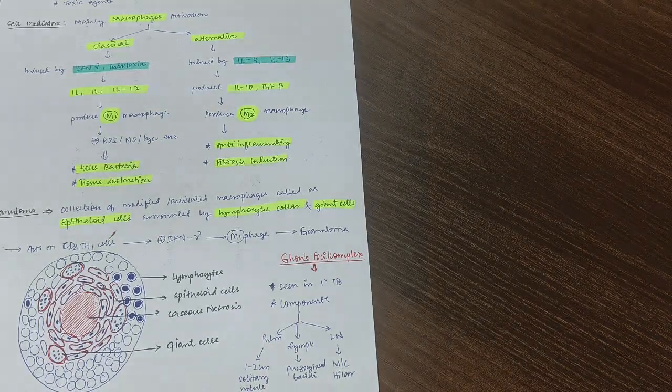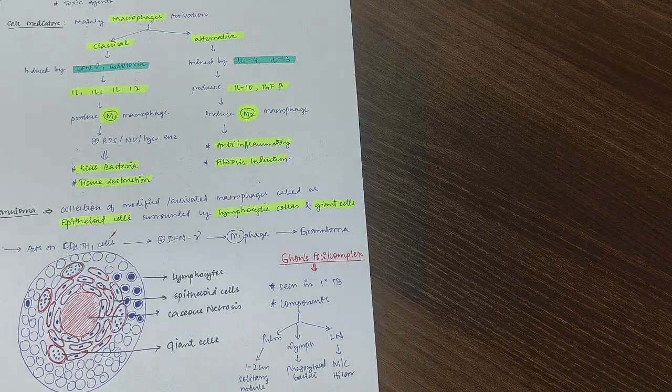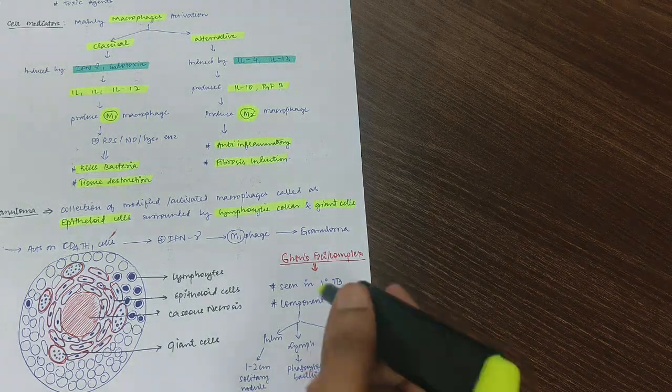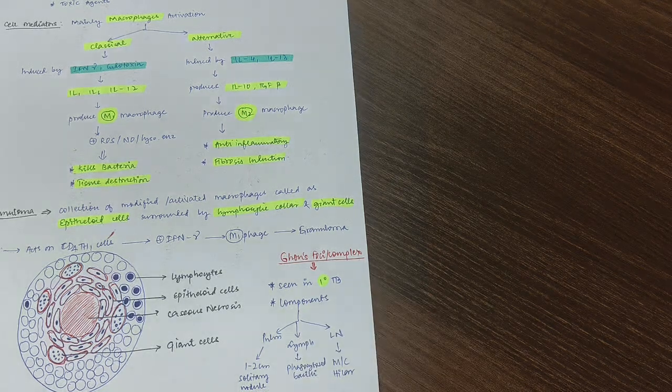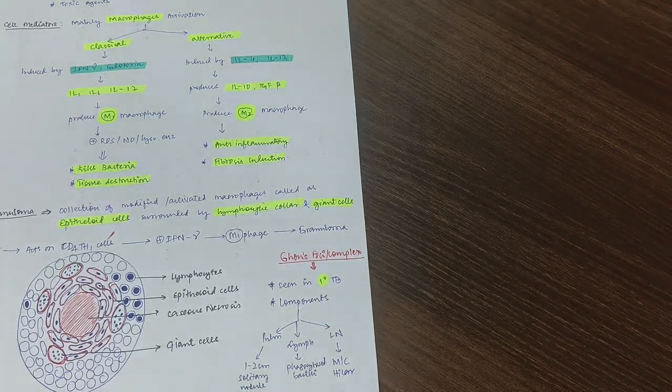So Ghon's focus, or Ghon's complex, or Ranke's complex. Everything is called Ranke's complex, Ghon's complex, primary complex, Ghon's foci. So many names. It is most commonly seen in primary TB. Remember, it is always seen in primary TB, most commonly in pediatrics.